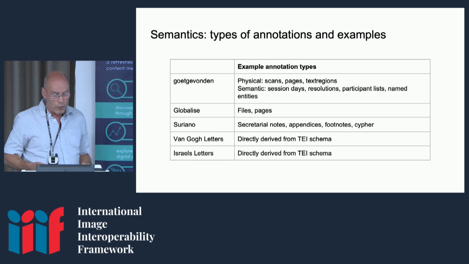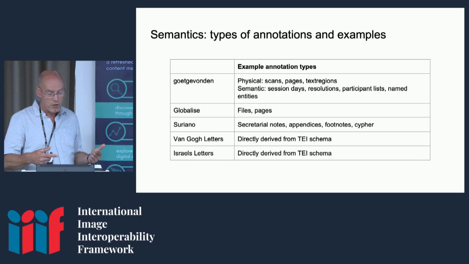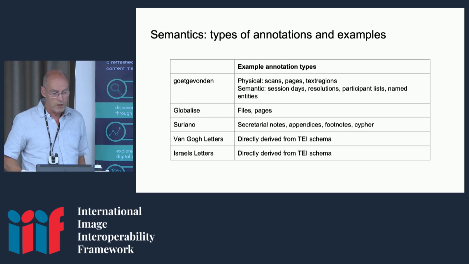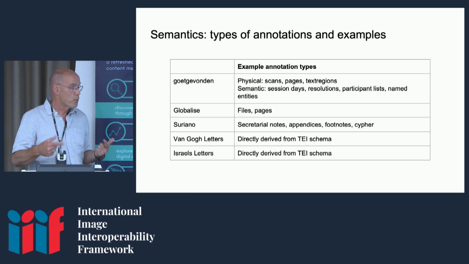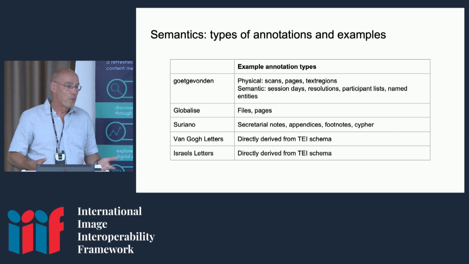So in Goed Gevonden, for example, we can point at scans, we can point at pages, text regions that are columns. It's more physically scan-oriented types of annotations. But we also have project-specific semantic annotations, like for Goed Gevonden we have session days, and resolutions are taken within these session days. And for the Globalise project, up to now we only have 2. We expect to have a lot more.